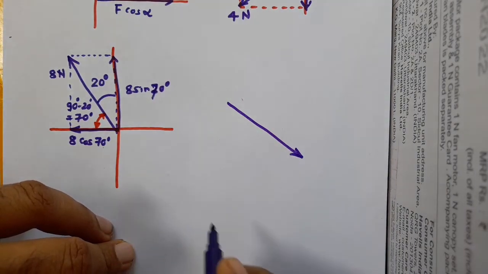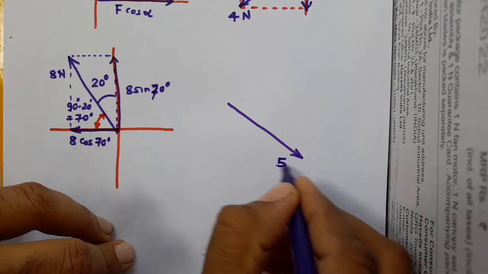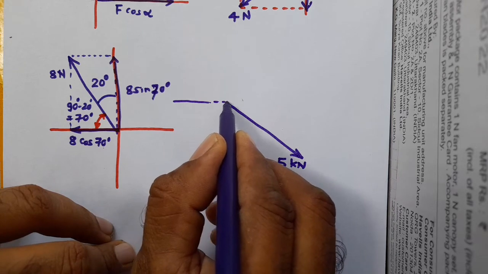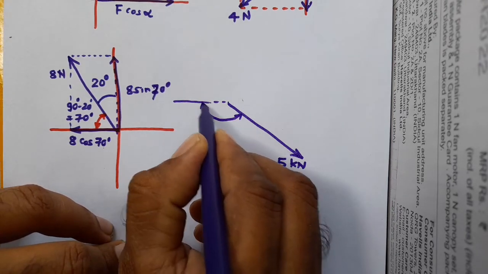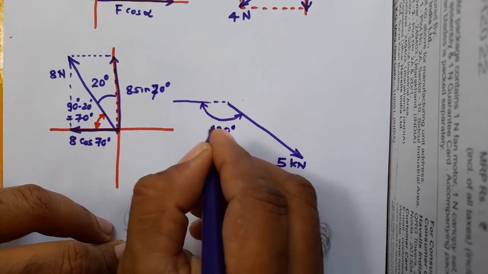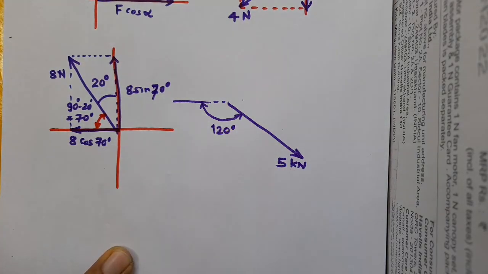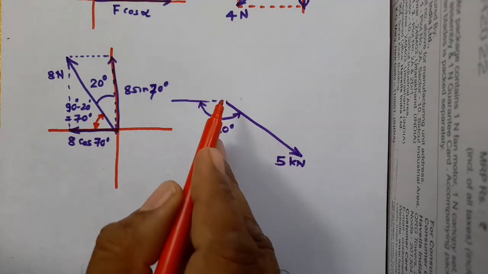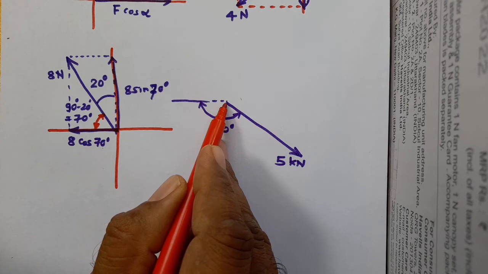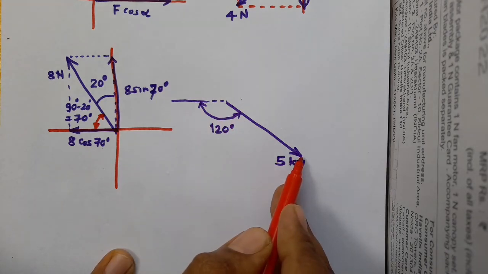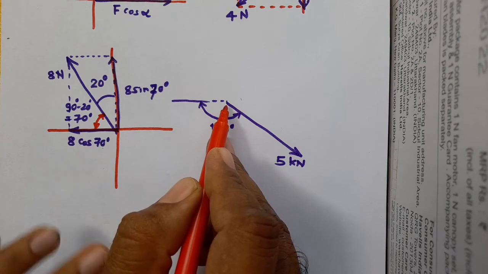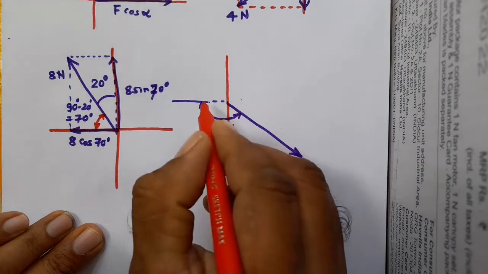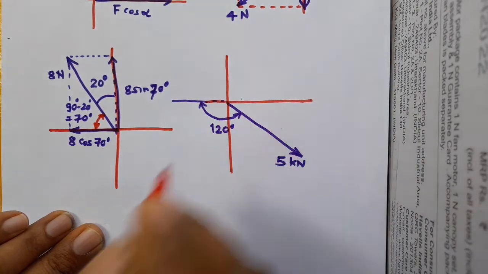Say here is the force, which is say 5 kilonewton, and this angle is say 120 degrees. Now how to resolve this? To resolve this, see, as I told you, you should look at the force first. This is the starting point of the force, this is the end point of the force. Through the starting point you have to draw two lines. One is the vertical line and the other is the horizontal line.